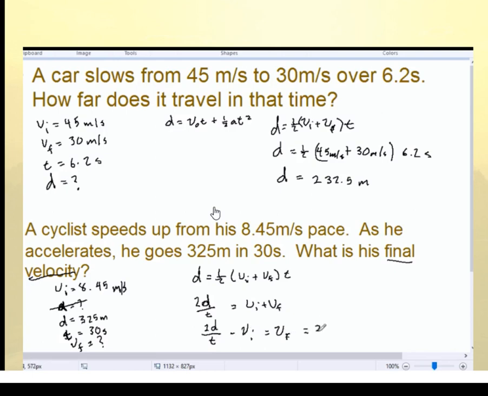So let's see, 2 times 325 meters over 30 seconds. Then I'm going to minus 8.45, and I ended up with 13.2 meters per second. Now, the problem says that he's speeding up from this pace, so if I got a number lower than that, I'd question whether I did it right. 13's higher, it's a really fast pace, so it makes sense.